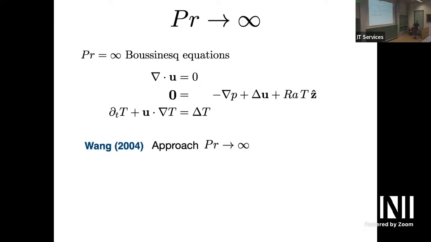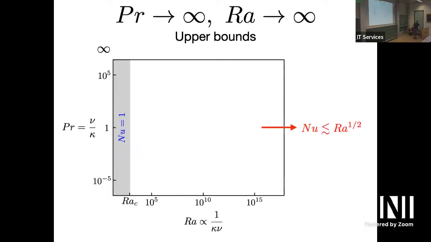But there's rigorous theory by Wang in 2004 that says solutions to the full Boussinesq equations, Cauchy problem, will approach solutions to the infinite Prandtl equations as you take the Prandtl number to infinity. So we have some understanding of this limit, but this is sort of asking about taking Prandtl to infinity using the infinite Prandtl equations and then taking Rayleigh to infinity. That is one way to do it, but you could also ask about taking Prandtl and Rayleigh to infinity at the same time.